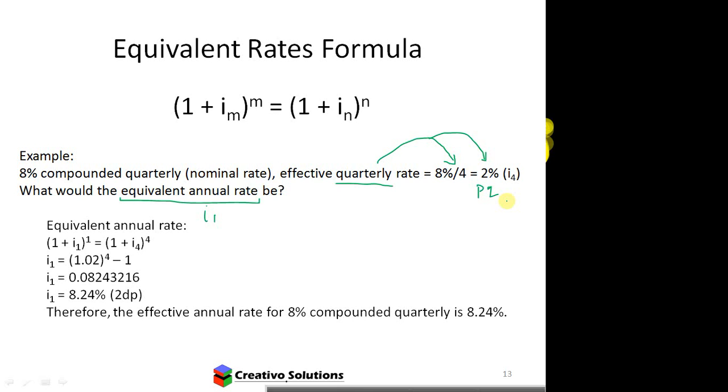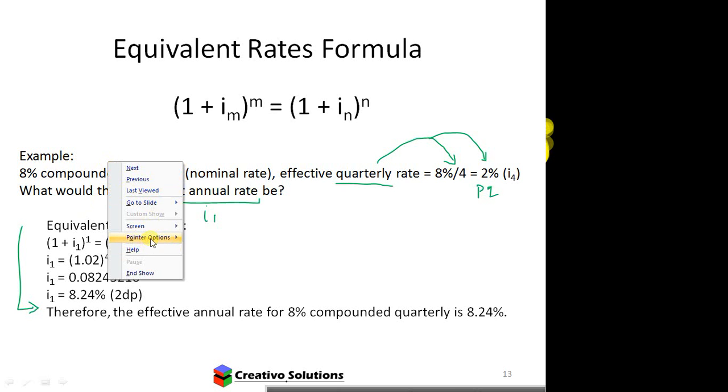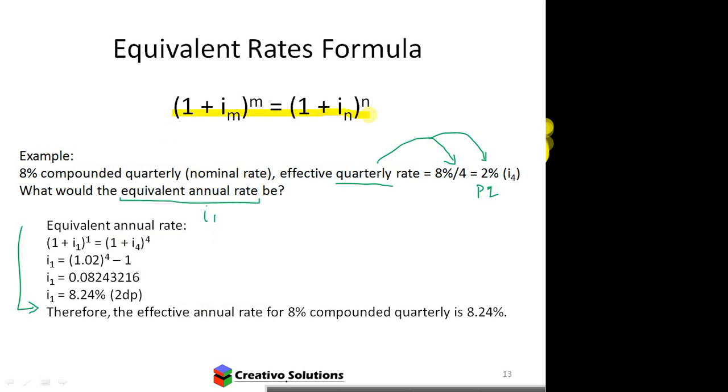I4. Okay. I don't have I1. Right. So how would I work it out? I would substitute into the equation. Okay. And then I would do a little bit of arithmetic to get to the correct answer. Okay, so this formula here, that equation there works out any equivalent rate. You just put what you want on the left and you put what you have on the right. So what I want goes here. What I have is there.